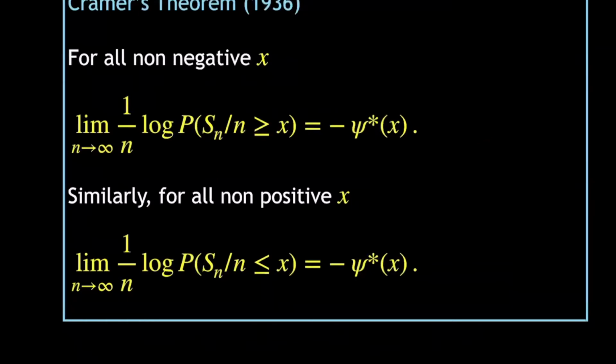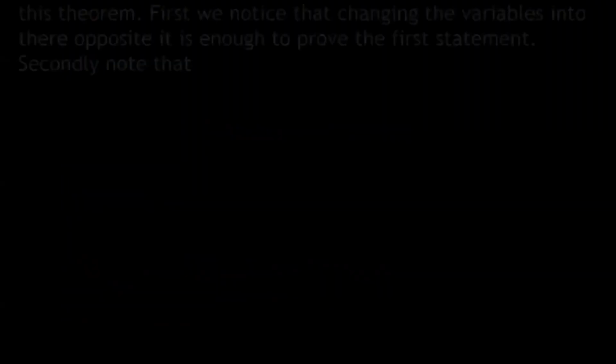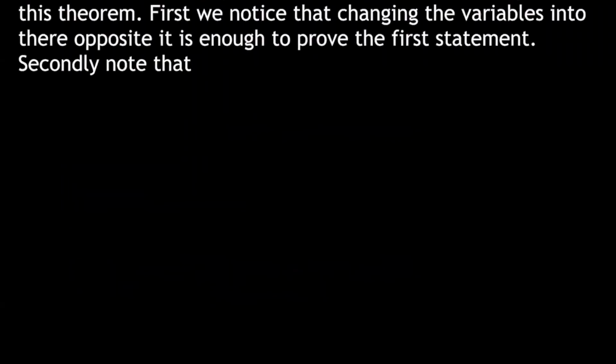And similarly, for negative values of x, you have the same result on the left tails. Of course, it's enough to consider the proof of the right tail, because changing the variables into their opposites, if you have the result on the right tail, you have the result on the left tail. So just focus on the right tails.